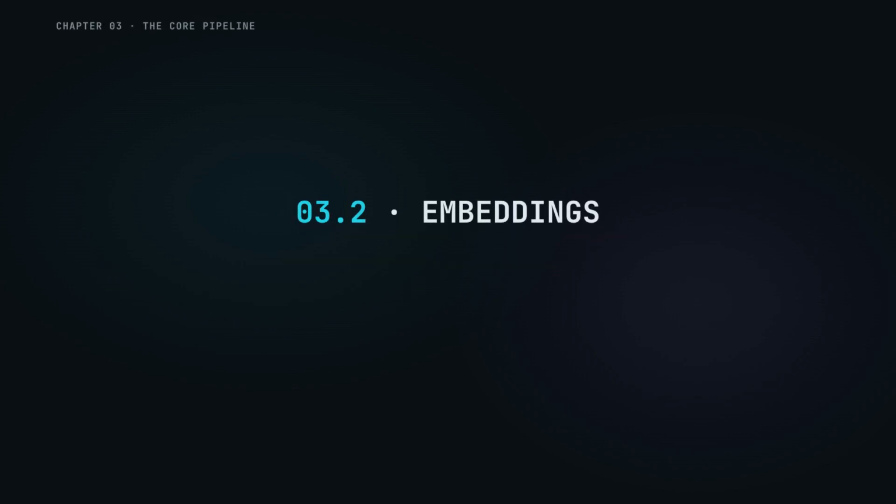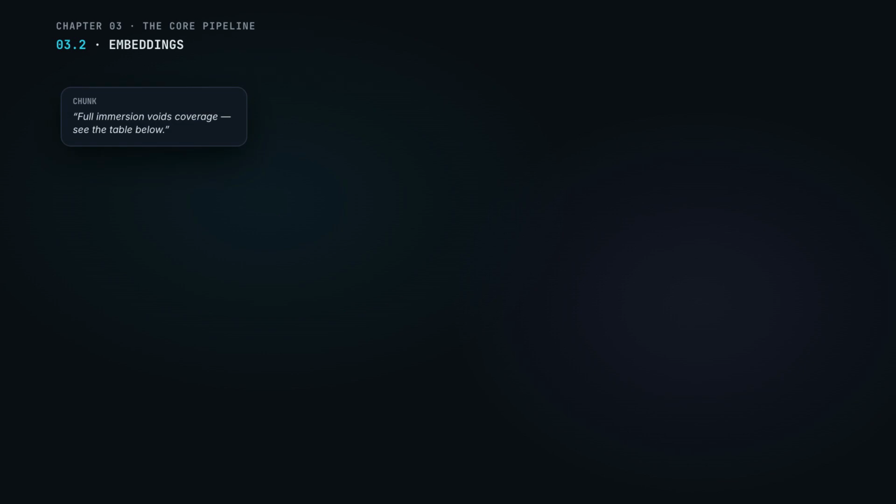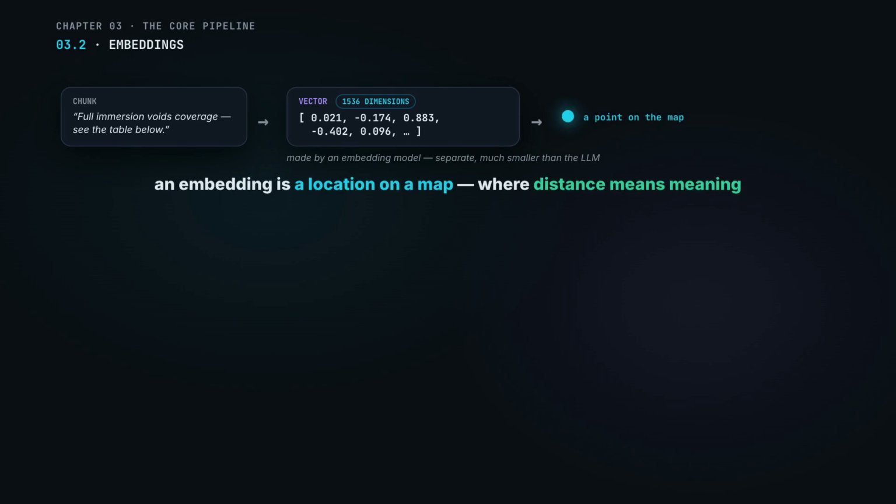Section 3.2. Embeddings. Now, each chunk becomes a vector, a long list of numbers, typically 1,000 to 3,000 of them, produced by an embedding model. That is a separate, much smaller model than the LLM itself. And here is the intuition, the most important one in this whole video. An embedding is a location on a map where distance means meaning.